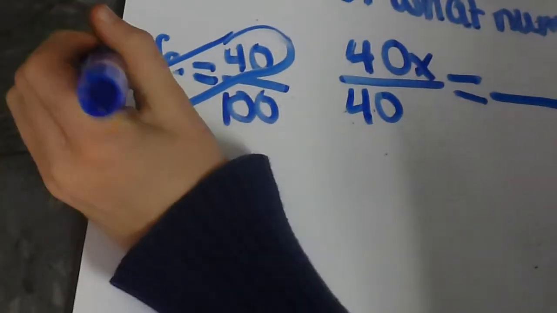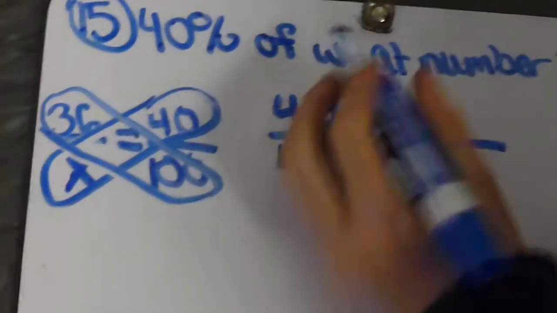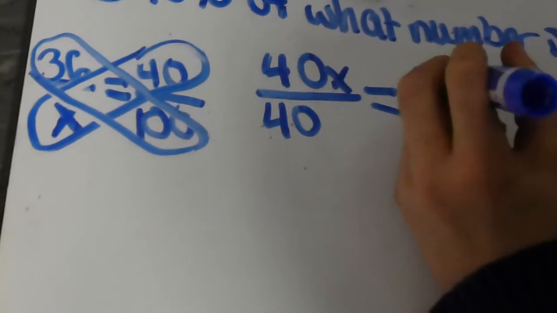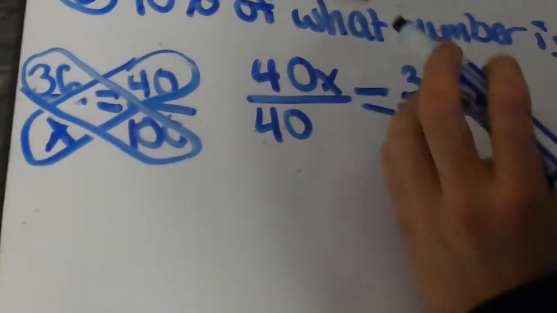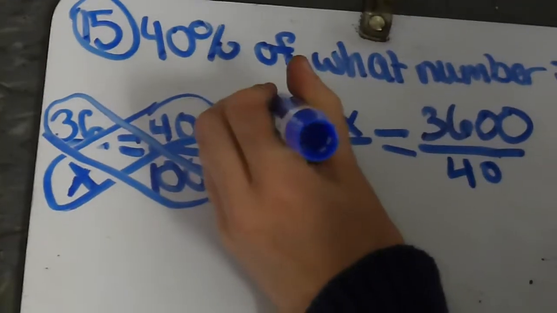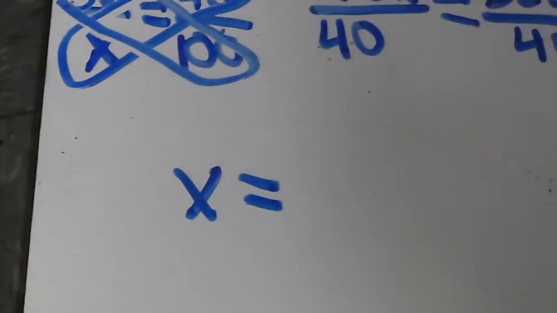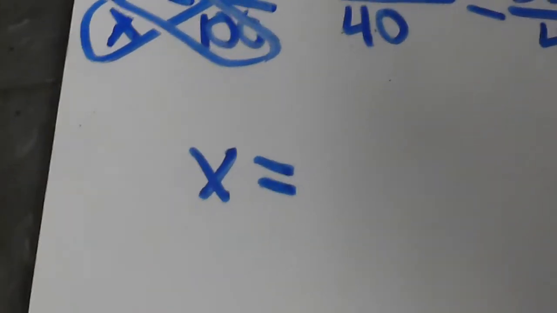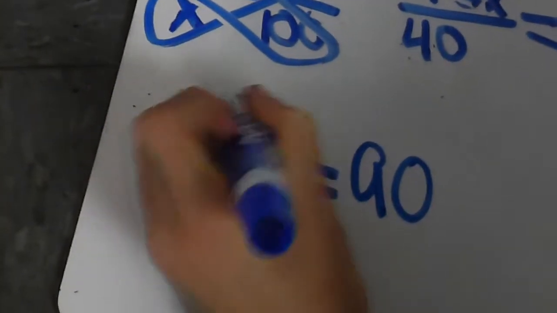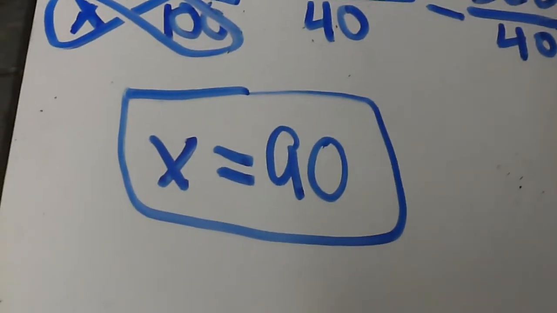And then we take 36 times 100, which all we have to do is add 2 zeros on, which would be 3,600. And then divide it by 40. 40x divided by 40 is x. And 3,600 divided by 40 is 90. So your answer for 15 is 90.